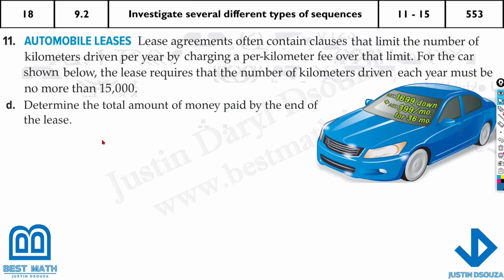And the last part here: determine the total amount of money paid by the end of the lease. How much will be paid at the end? See, it is maximum up to 36 months, isn't it? So I'll use the same formula over here. All you need to do is multiply by 36. You put it in the calculator, you get it. So the initial down payment plus every month recurring, the maximum you can go is 36 months.